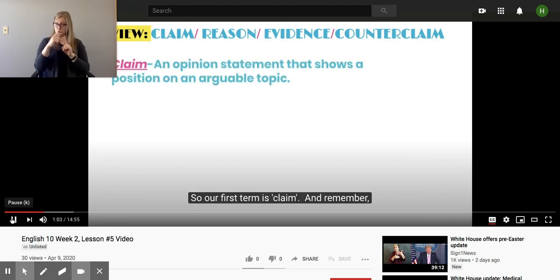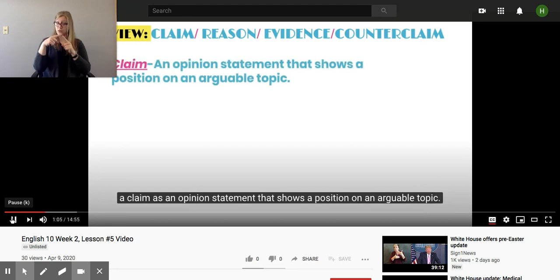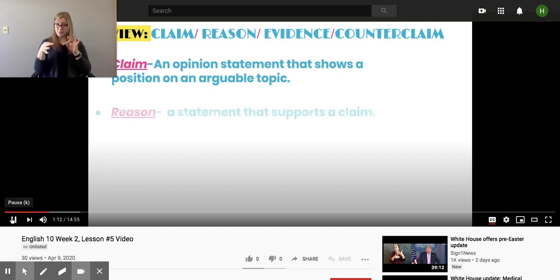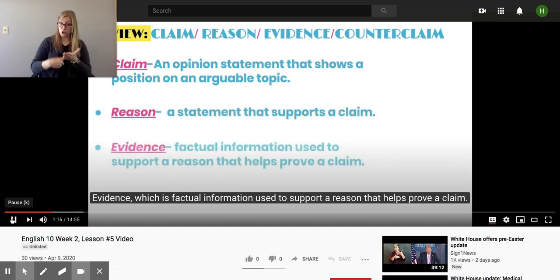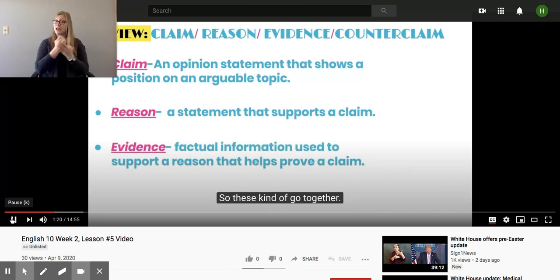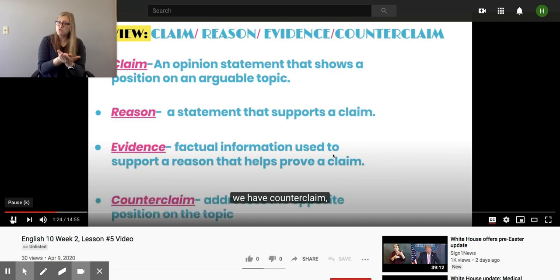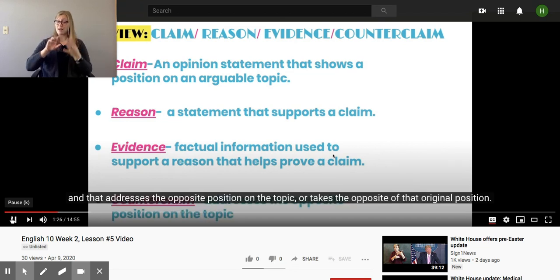So our first term is claim. And remember, a claim is an opinion statement that shows a position on an arguable topic. Next is reason, and that's a statement that supports the claim. And evidence, which is factual information used to support a reason that helps prove a claim. So these kind of go together. And then finally, we have counterclaim, and that addresses the opposite position on the topic, or takes the opposite of that original position.